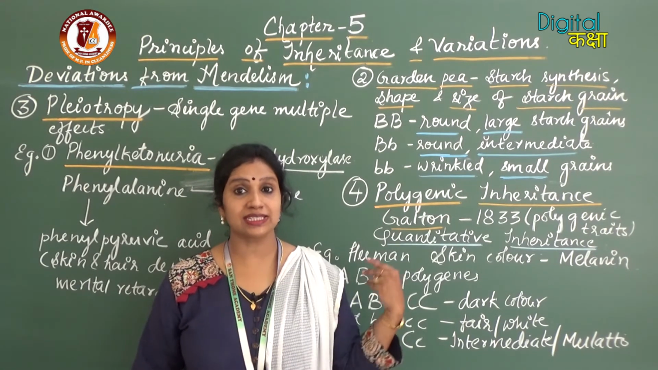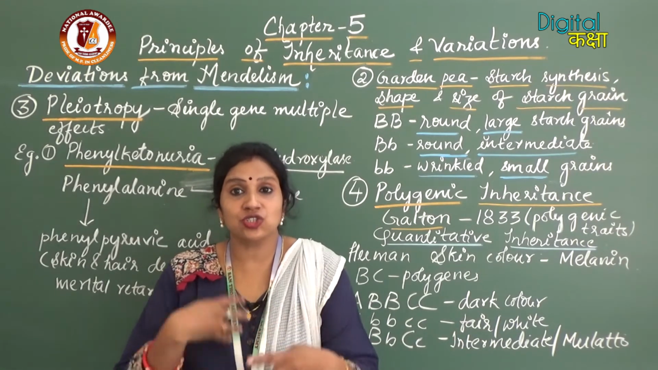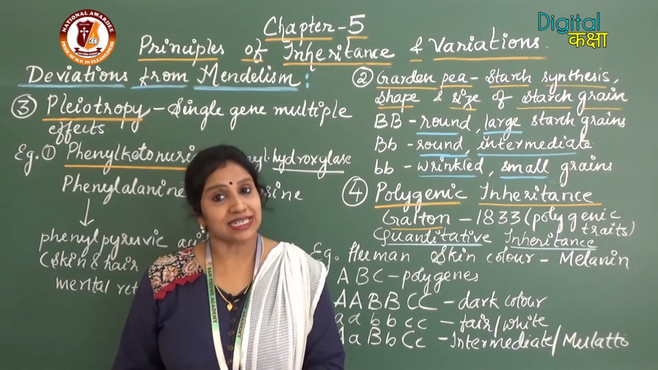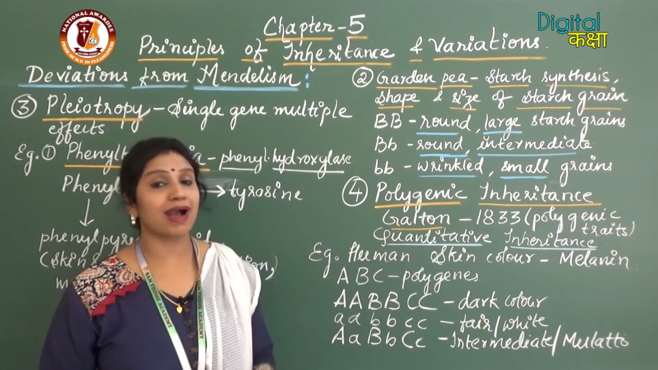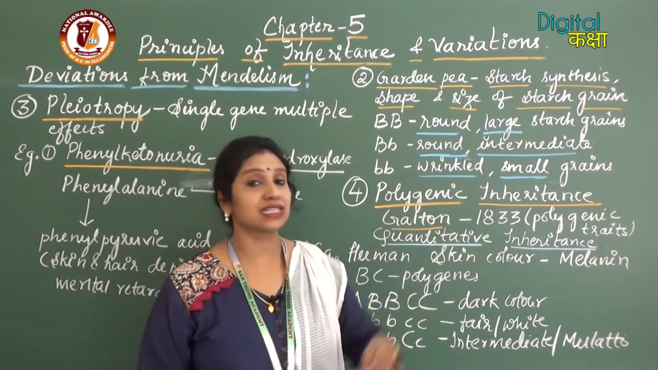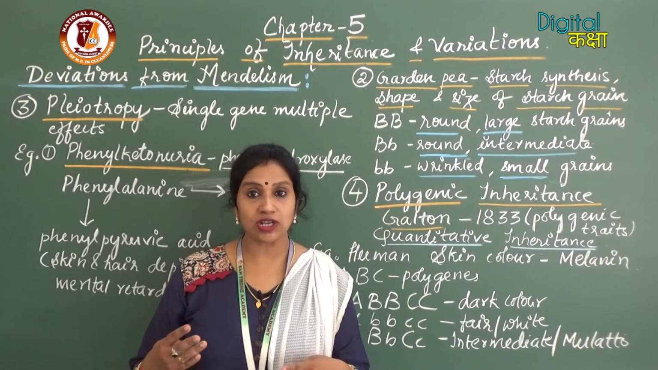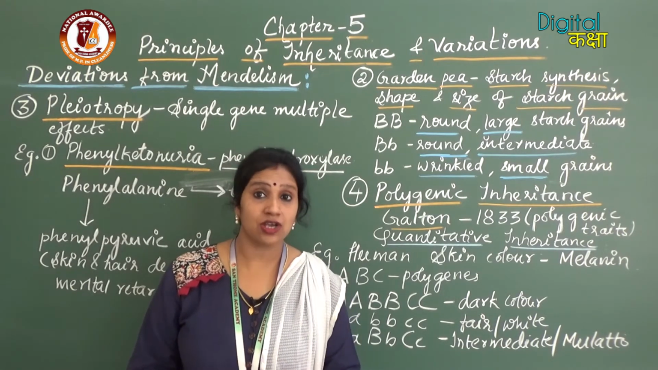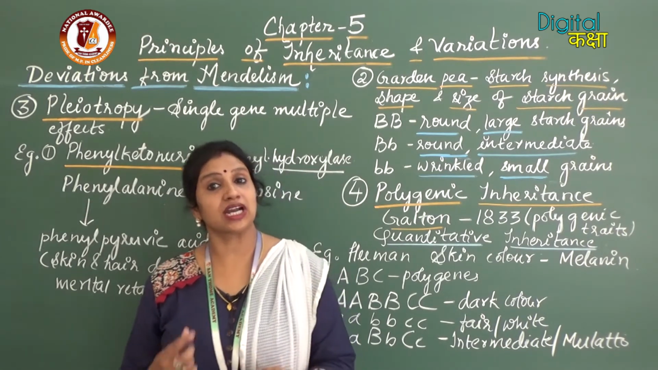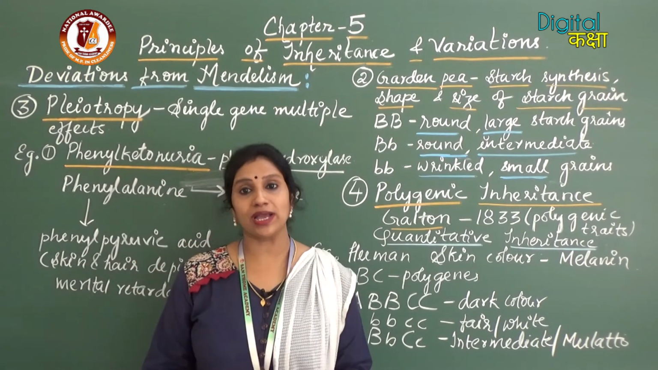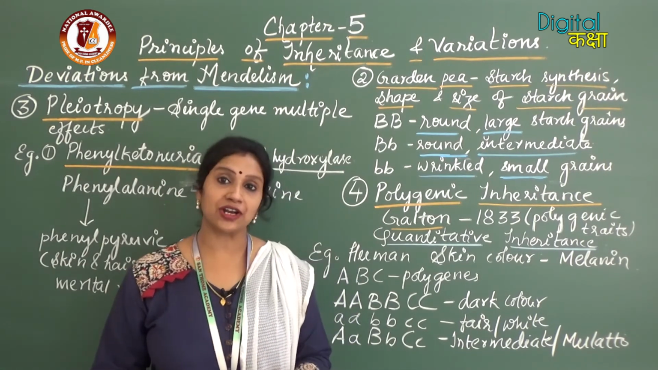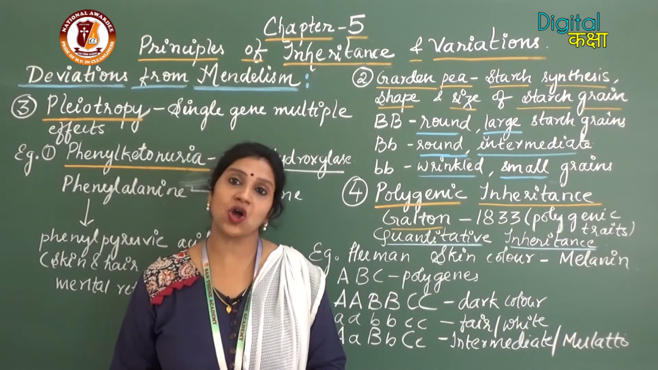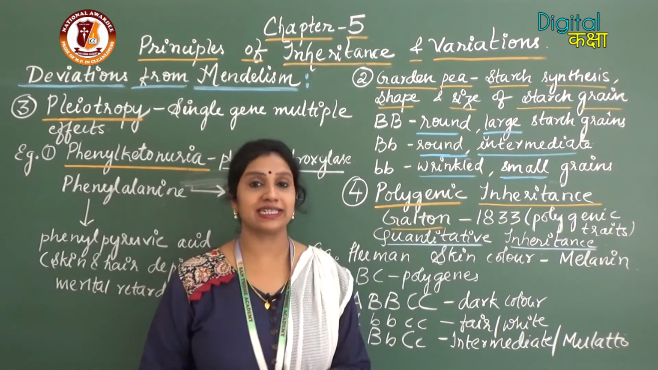So here you can see a number of genes together producing one phenotypic effect. This polygenic inheritance was discovered by Galton in 1833. So he called these traits polygenic traits. The traits or characters which are controlled by more than one gene are called polygenic traits, and the phenomenon is called polygenic inheritance.